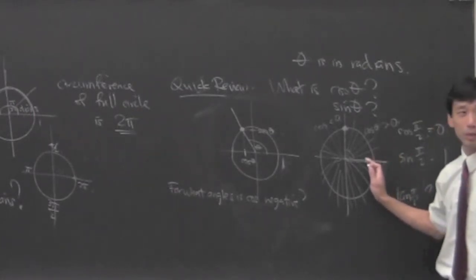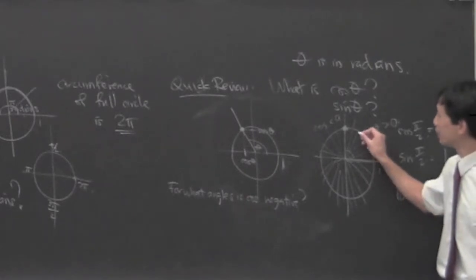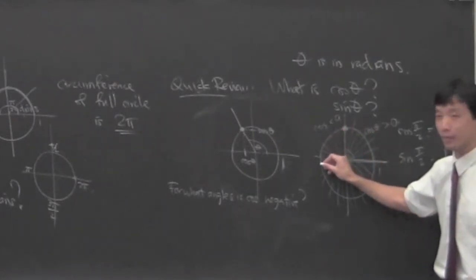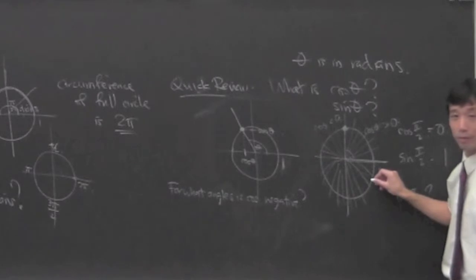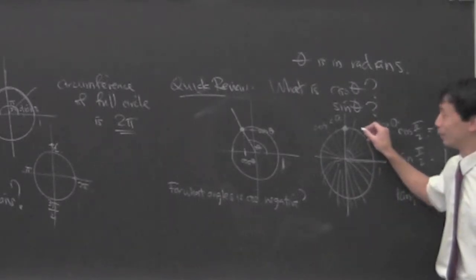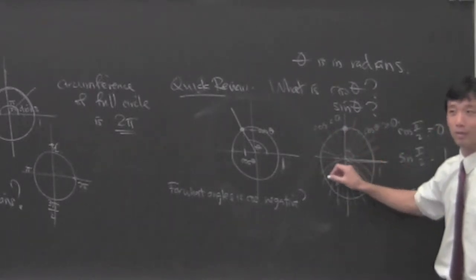At 2 pi, the cosine is 1, and then it becomes 0, and then it becomes negative again, and then it becomes positive, and then it becomes 0, and it becomes 1, 0, like this. You guys see that?